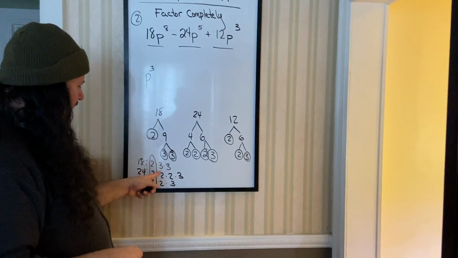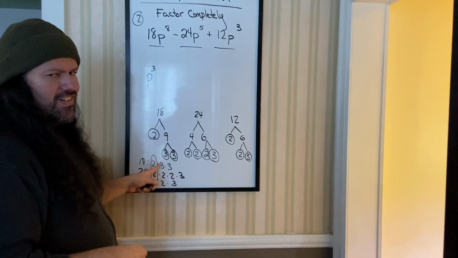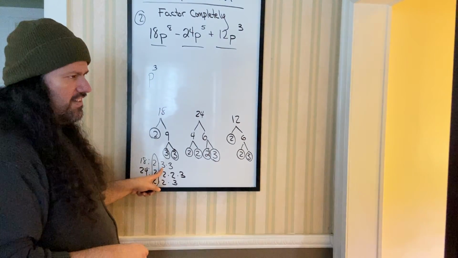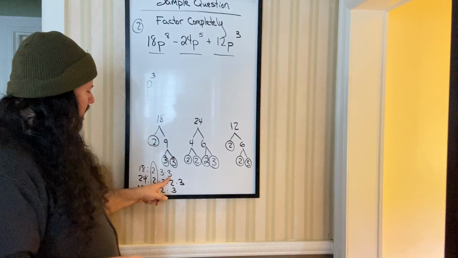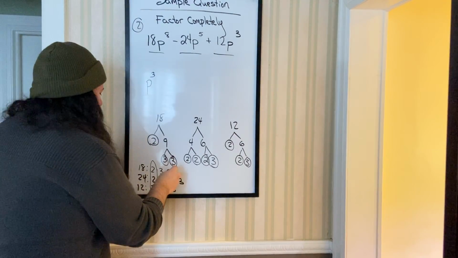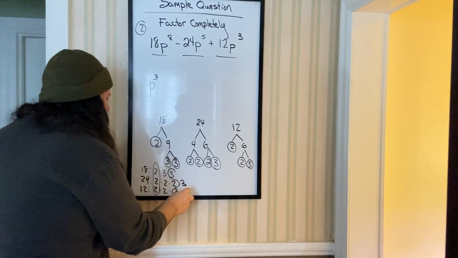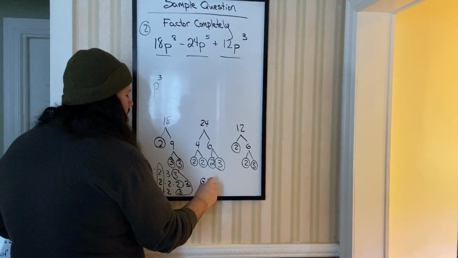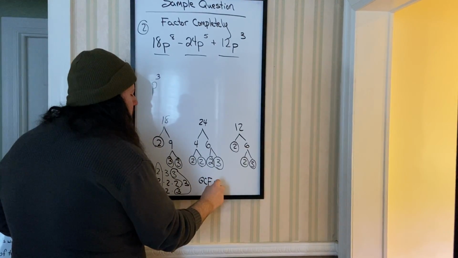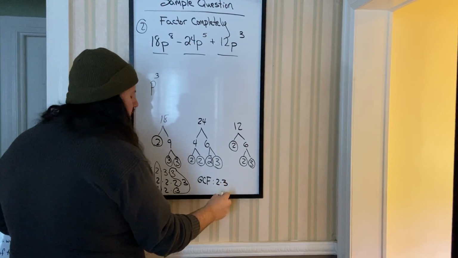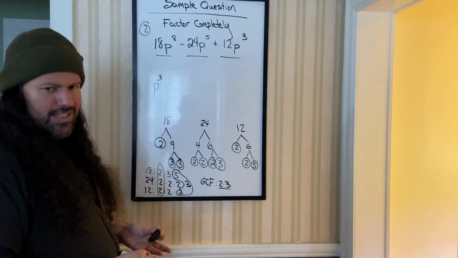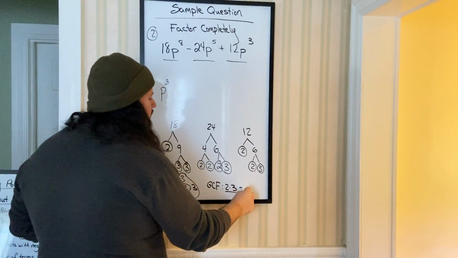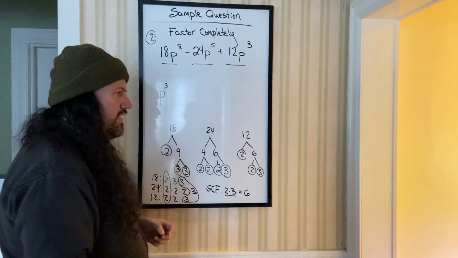Do they all have a second 2 in common? No. You can see these two do, but it has to be something that all have in common. But you can see they all have a 3 in common. So let's go and circle that 3. So then you know your GCF for numbers is 2s and 3s, but multiply them. Don't keep them separate. So you know 2 times 3. Our GCF for numbers is 6.